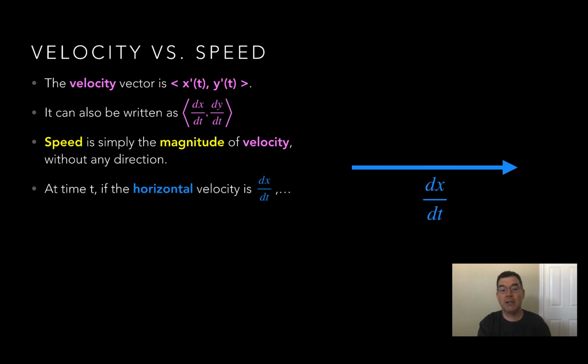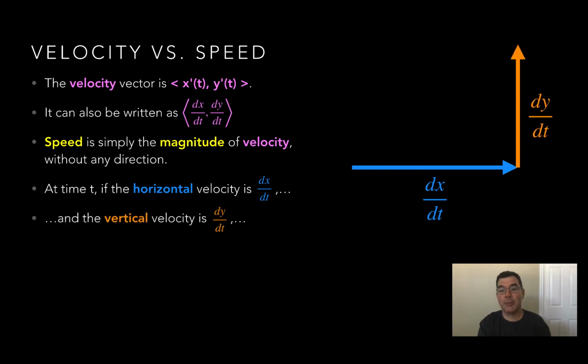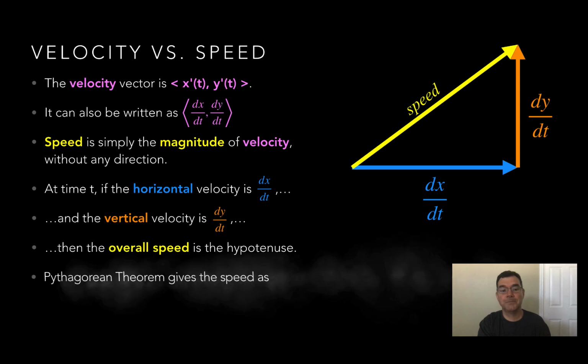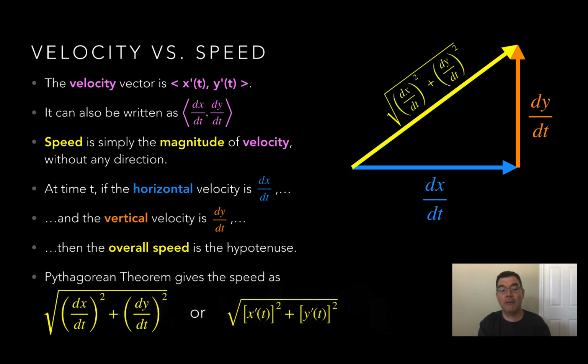So the horizontal velocity, remember, is dx/dt according to that vector, and the vertical velocity is going to be dy/dt. So if I want the overall speed of the particle by using those two numbers, then I'm going to be looking at the hypotenuse that I create with that triangle. And so the Pythagorean theorem gives us the speed as the square root of (dx/dt) squared plus (dy/dt) squared, or x prime of t squared plus y prime of t squared. So that's how I'm going to figure out speed.